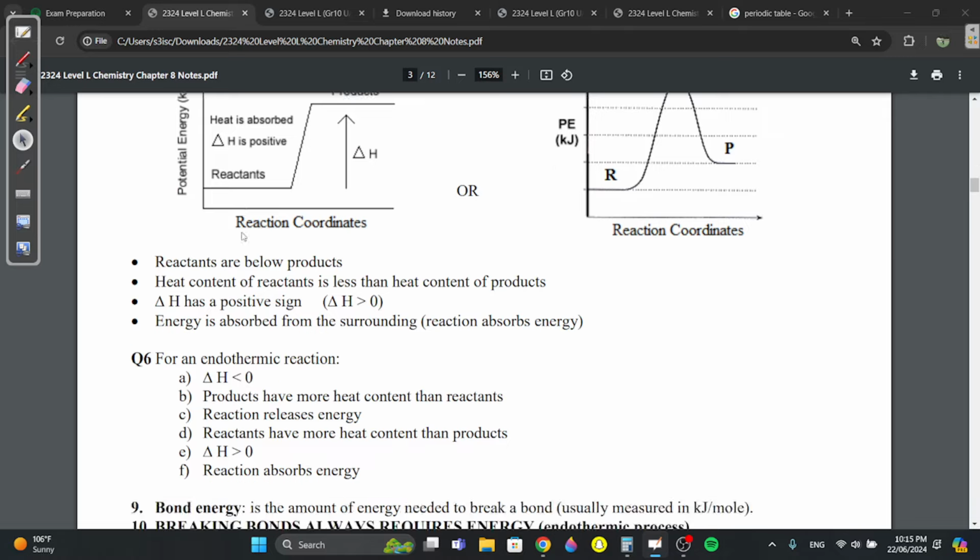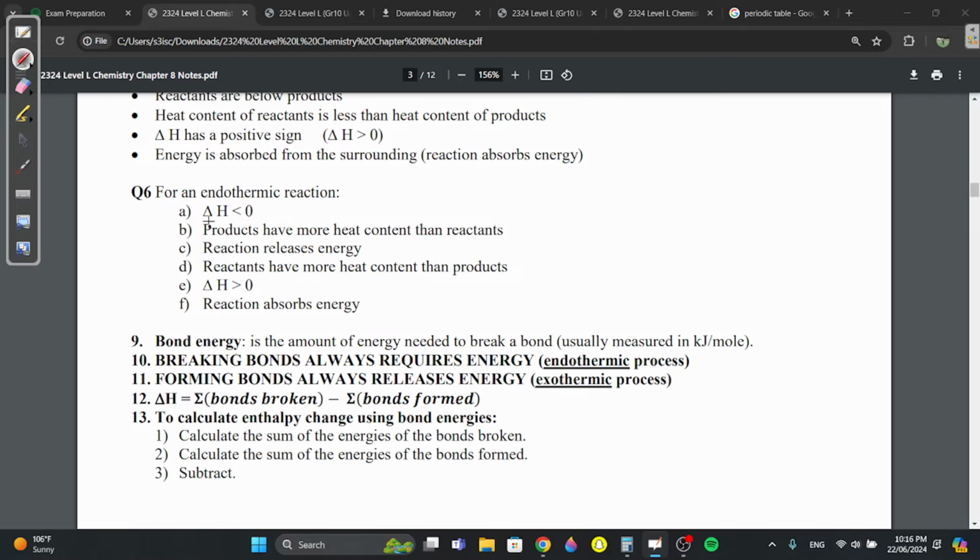Question 6. For an endothermic reaction, is delta H negative? No. Products have more than the reactants? Yes. Reaction releases? Definitely no. Reactants have more than the products? No. Delta H is positive? Yes. Absorbs? Definitely yes.